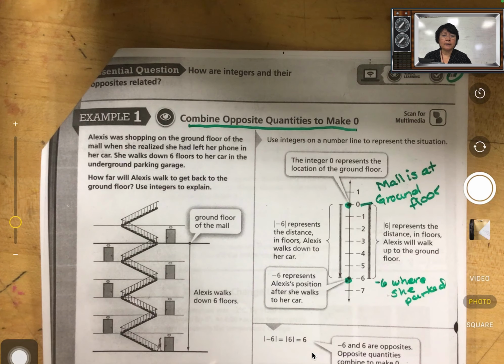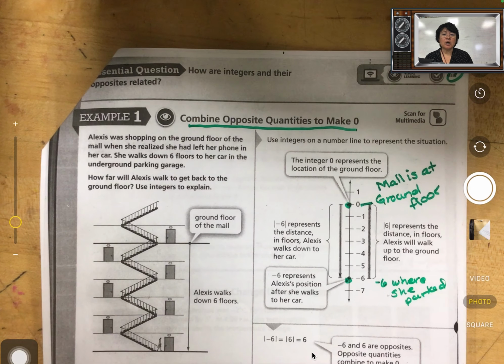So example 1, first of all, we have the essential question for lesson 1. And that is, how are integers and their opposites related? Opposites are like 1 and -1, and you can substitute any number you want in there. So example 1, we want to combine opposite quantities to make 0, such as 1 plus -1, its opposite, is 0.